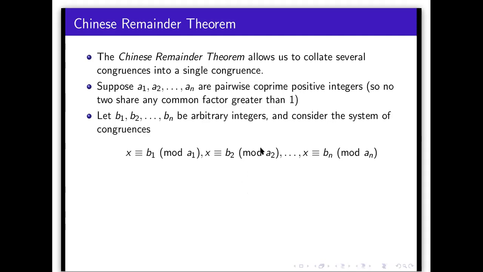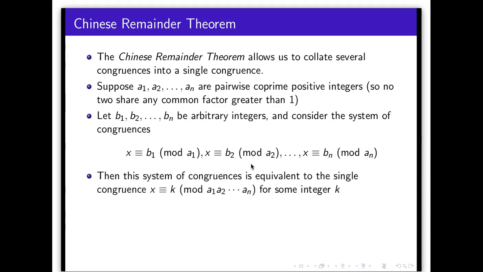Then what the Chinese remainder theorem tells us is that we can take this system of congruences as a single congruence modulo the product of A1 through An. The system of congruences is equivalent to a single congruence: X is congruent to k modulo the product for some integer k. Note that we don't actually know what k is. It just tells us that it exists.